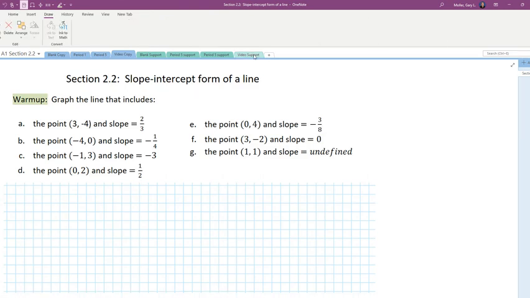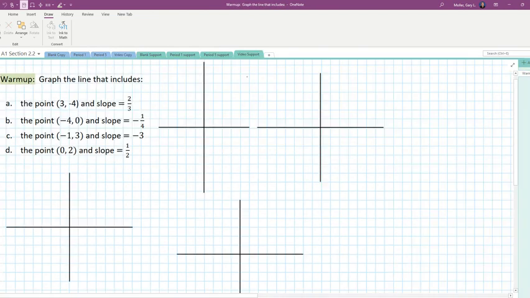Let's see, I'm going to switch over to another window just so I can graph each of them individually. So here's part A. Part A says we have the point (3, -4). So 1, 2, 3, 1, 2, 3, 4. So there's (3, -4). And then my slope is 2/3. Pay attention to the positive and the negative. So this is a positive 2/3. So my graph should be going up 2 and over 3.